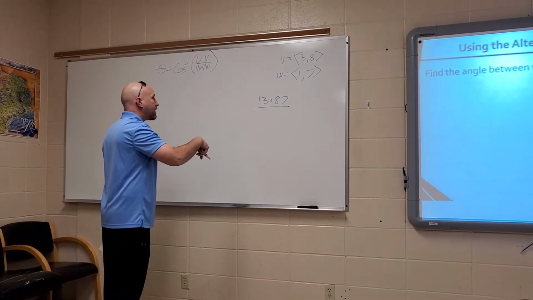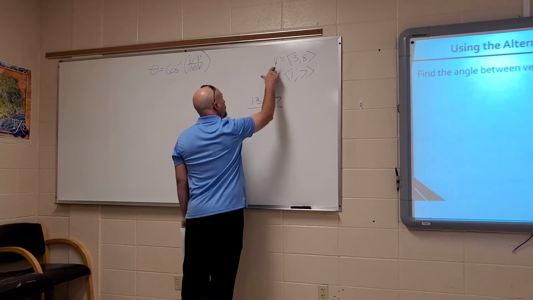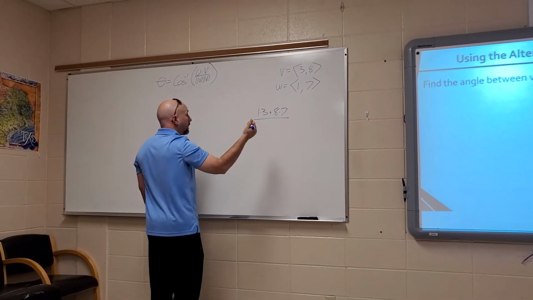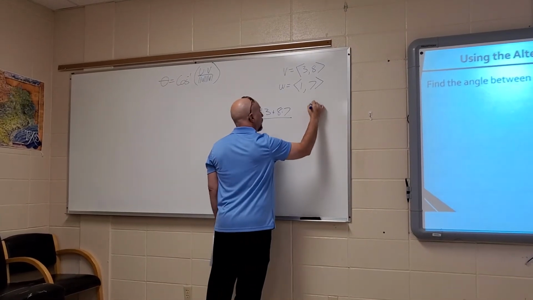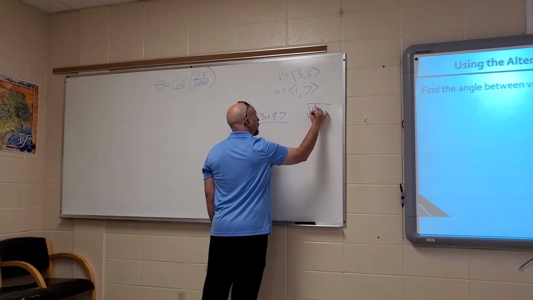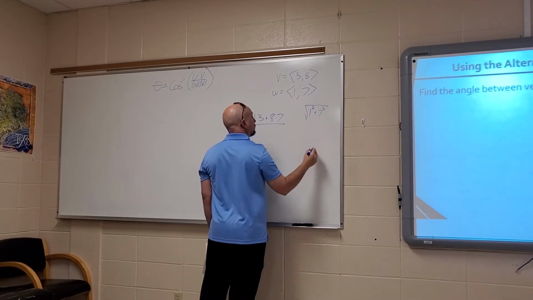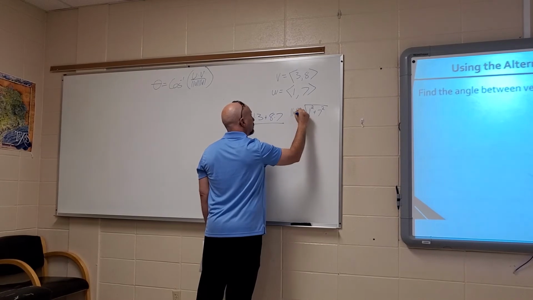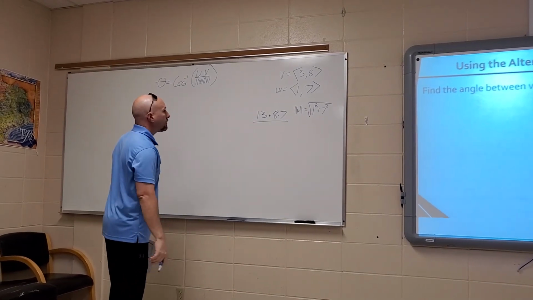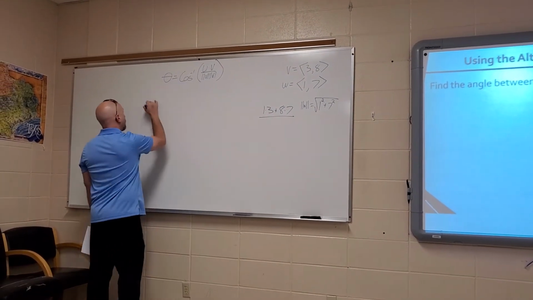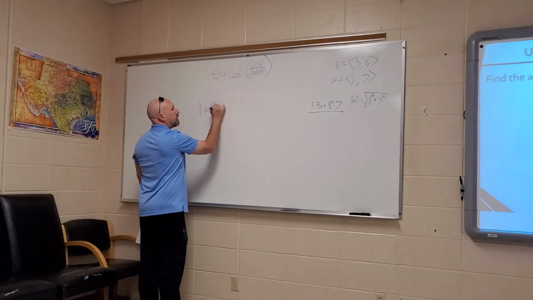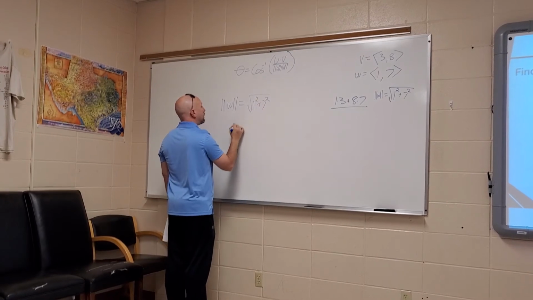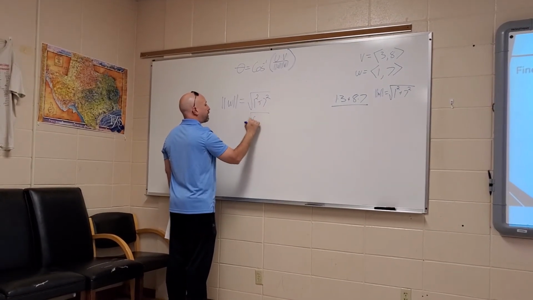Now we need the magnitude of V and the magnitude of W. Well, if you remember, there's 2 ways to do it. I like to just do the square root of the first one squared plus the second one squared. That's magnitude W. Okay, so let's do that real quick. Magnitude of W is the square root of 1 squared plus 7 squared, which is the square root of 50.